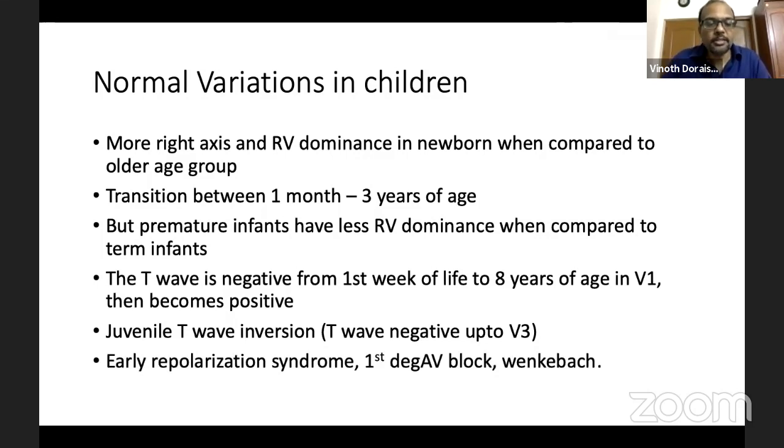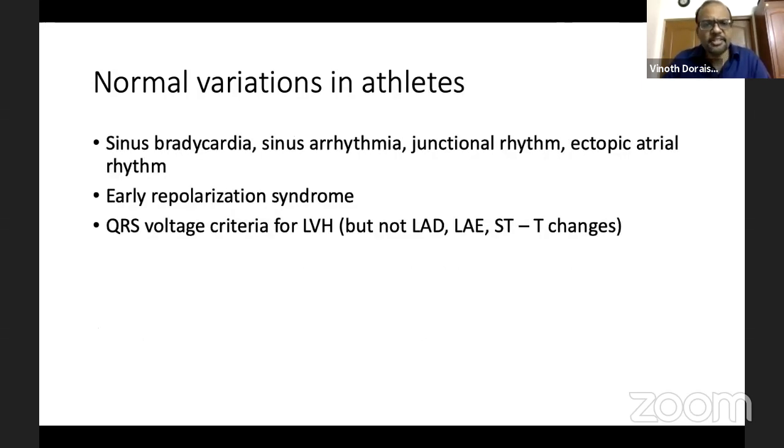And early repolarization syndrome, which we have seen, along with a first degree AV block and Wenckebach, can be normally present in children or in athletes. So normal variations in athletes: you can have a sinus bradycardia, a sinus arrhythmia, junctional rhythm, or ectopic atrial rhythm.